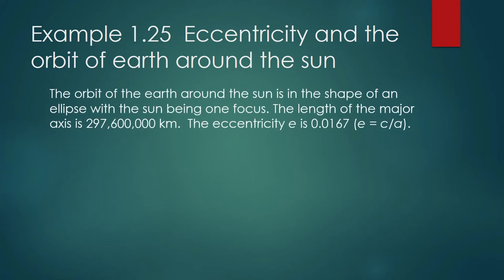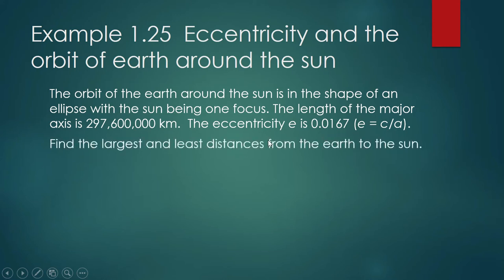The orbit of Earth around the Sun is in the shape of an ellipse, with the Sun being one of the foci. The length of the major axis is 297,600,000 kilometers and the eccentricity is 0.0167. Find the largest and least distances from the Earth to the Sun. The largest distance would coincide with aphelion, and the least distance would coincide with Earth's perihelion.